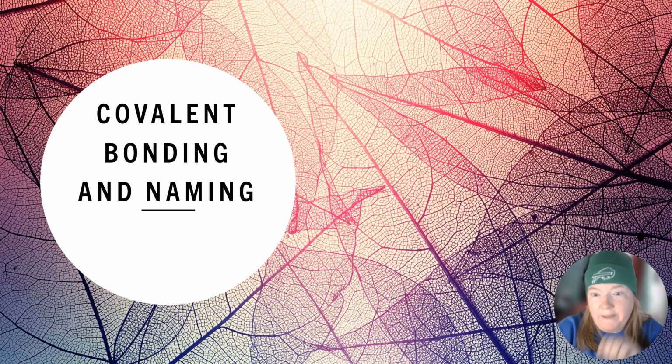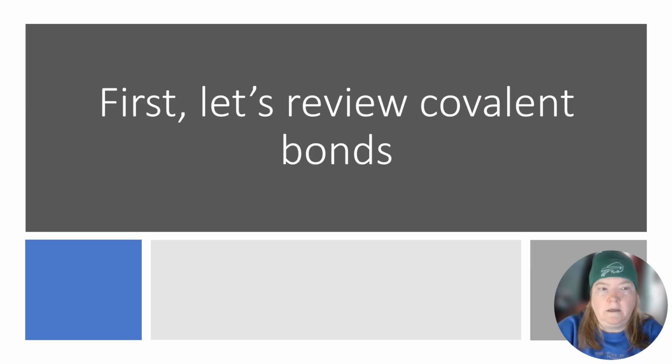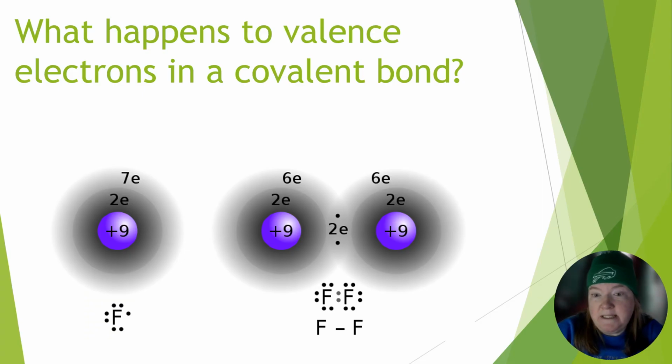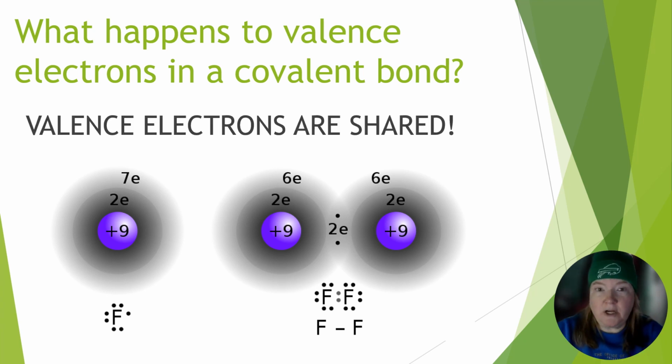Right, time to go through covalent bonding and naming. So let's review covalent bonds. What happens to valence electrons in a covalent bond? Well, those valence electrons are shared.